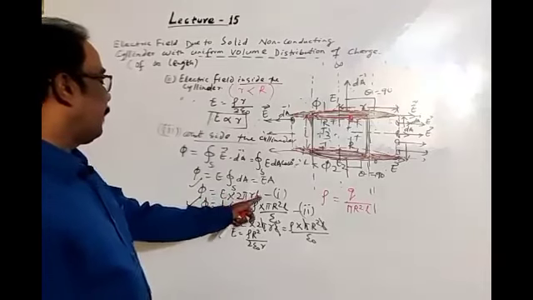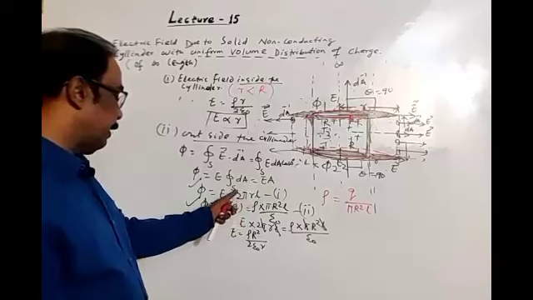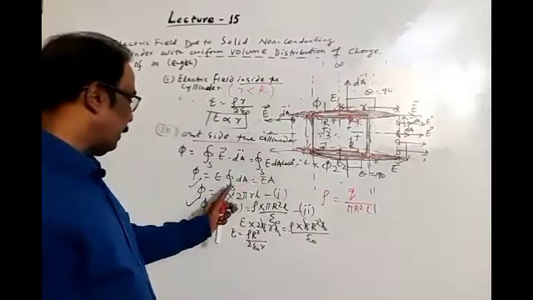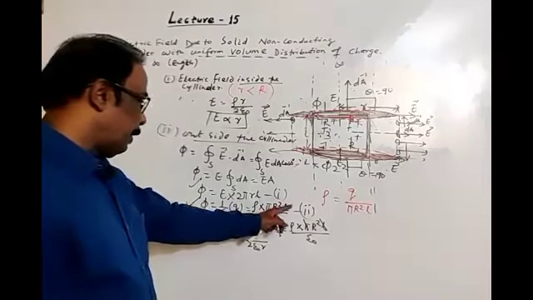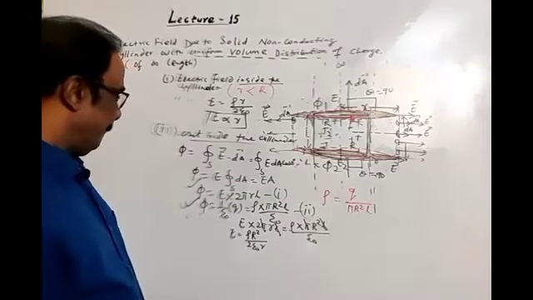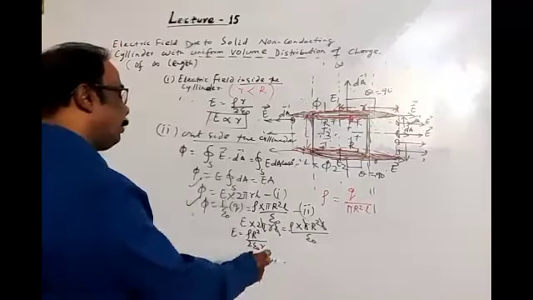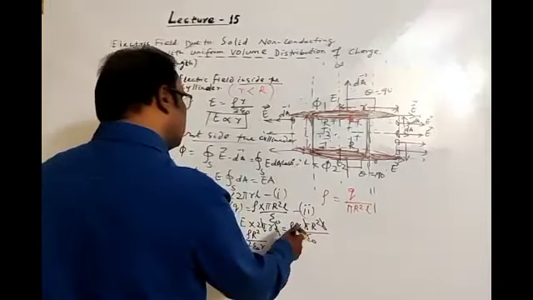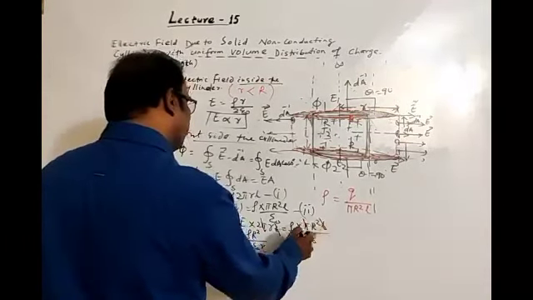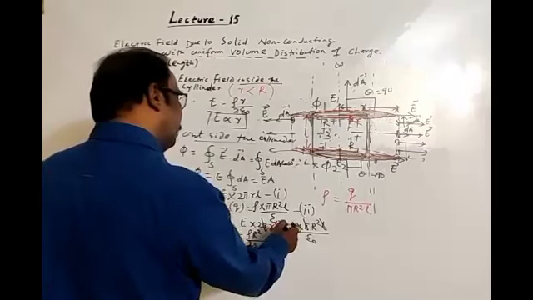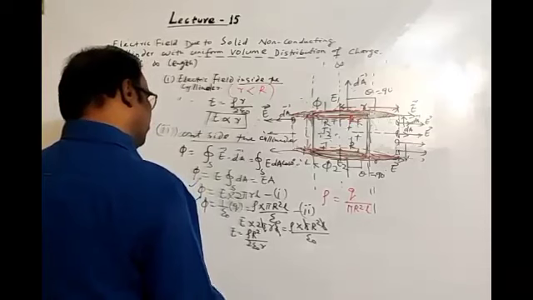E into the Gaussian surface area, which is 2 pi r L. Then Q is rho into pi r square L divided by epsilon naught. E into 2 pi r L is equal to rho into pi r square L by epsilon naught. Pi cancels, L cancels. Then the electric field is rho into r square divided by 2 epsilon naught R.